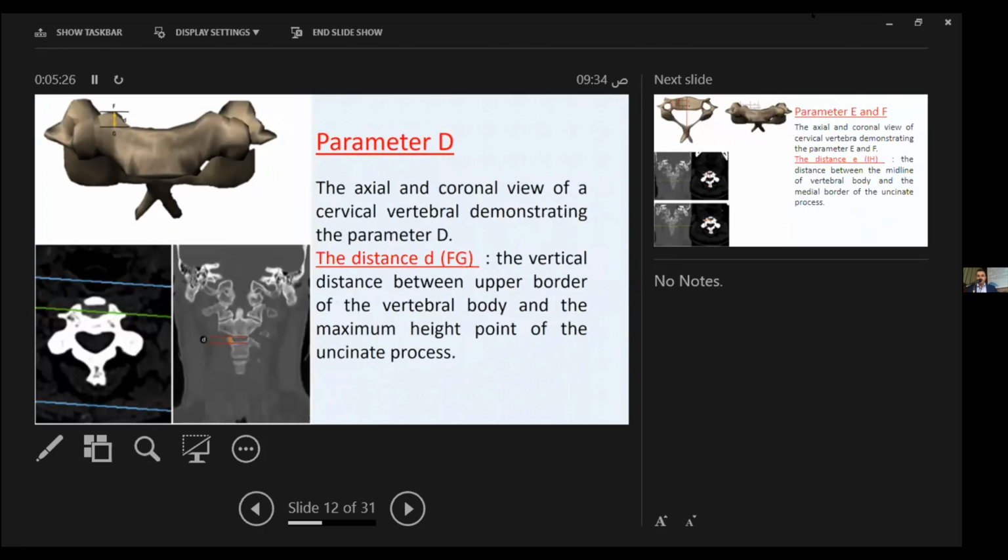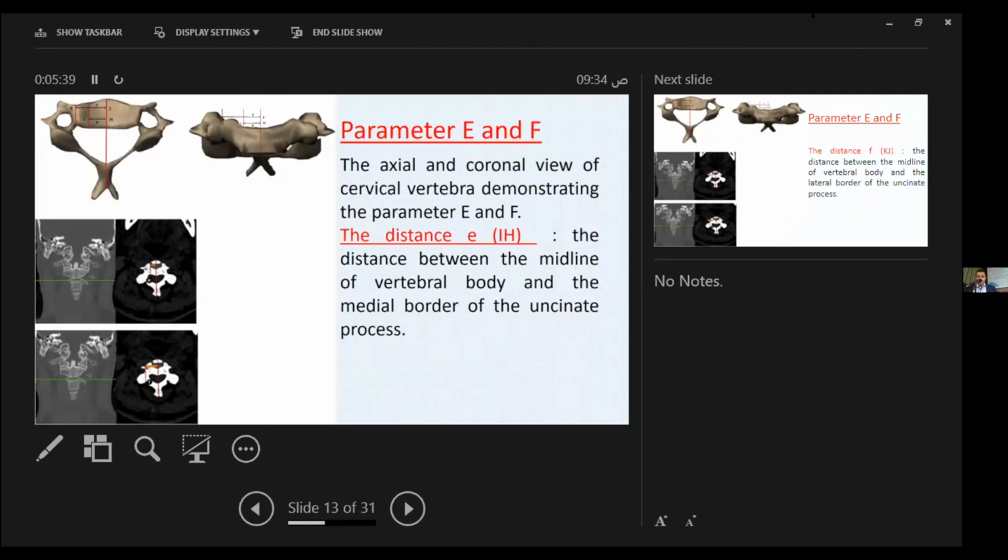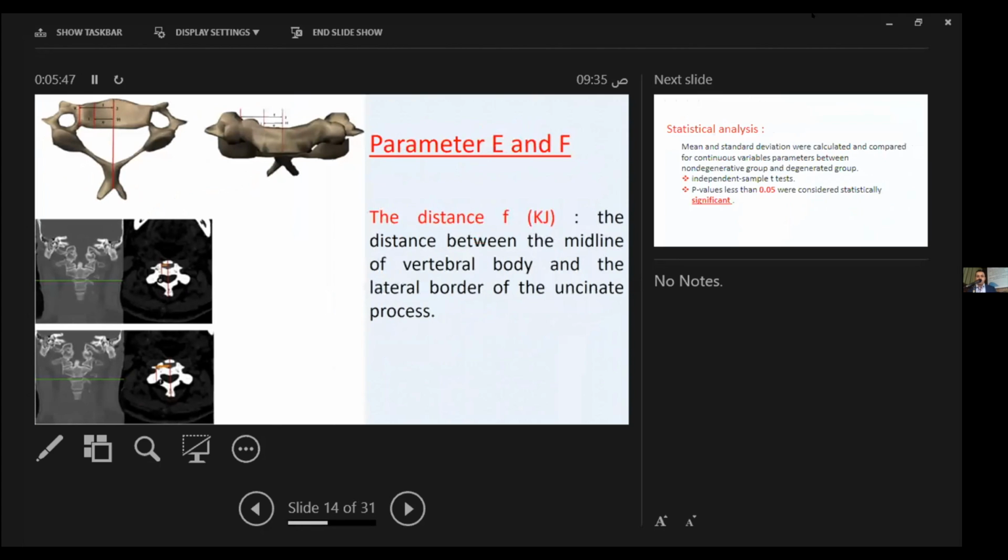The fourth, parameter D, is the vertical distance between the upper border of the vertebral body and the maximum height point of the uncinate process. Parameter E, the fifth, is the distance between the midline of the vertebral body and the medial border of the uncinate process. The sixth, F, is the distance between the midline of the vertebral body and the lateral border of the uncinate process.